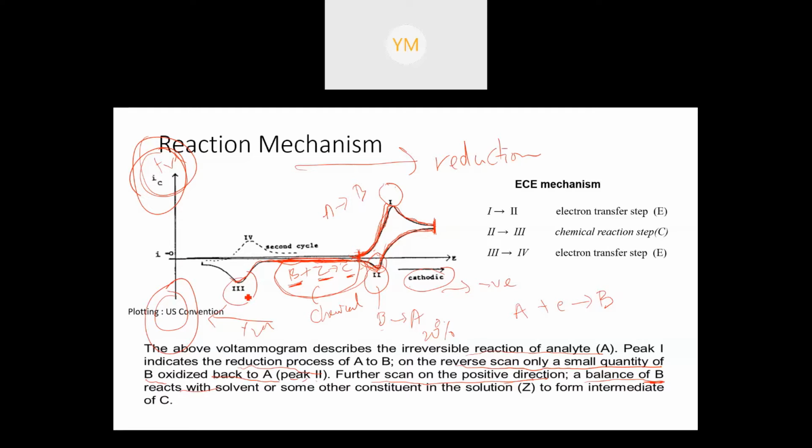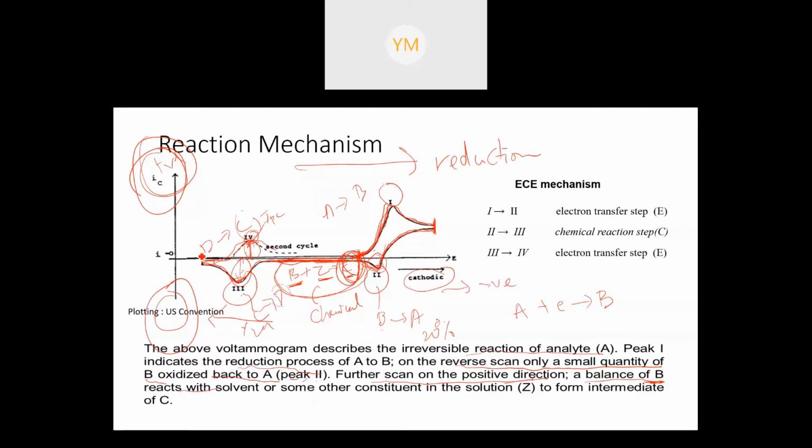This is the new product C, chemically formed, which will oxidize to D, C to D. On the reverse scan, the height of IPC and IPA here are similar. The ratio is 1. This is reversible, D back to C. Peak 3, C oxidized to D. Peak 4, D already formed here, is reduced back to C.